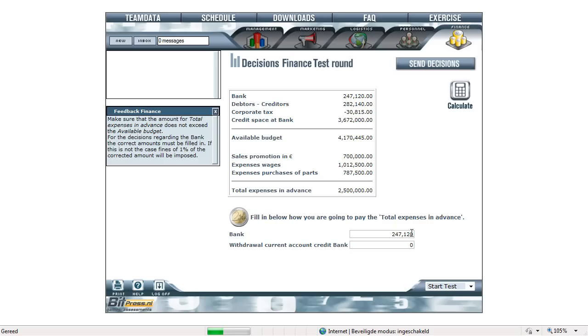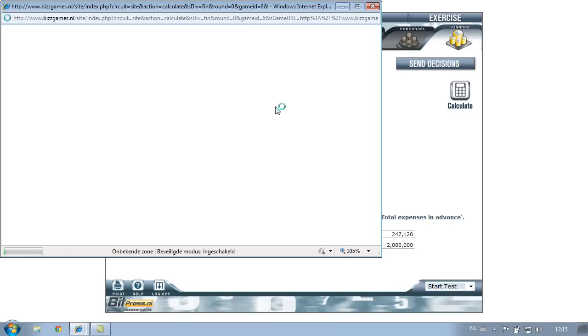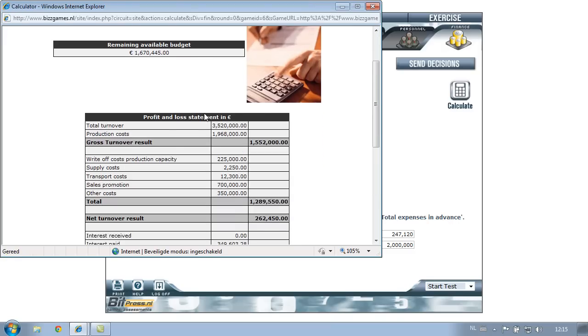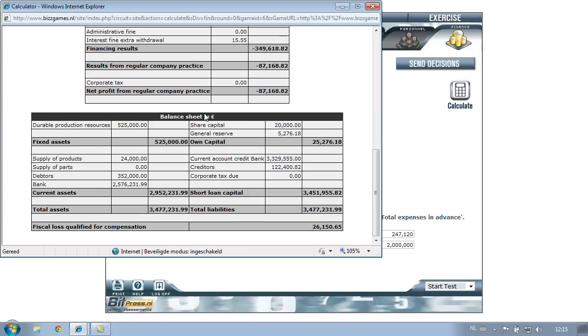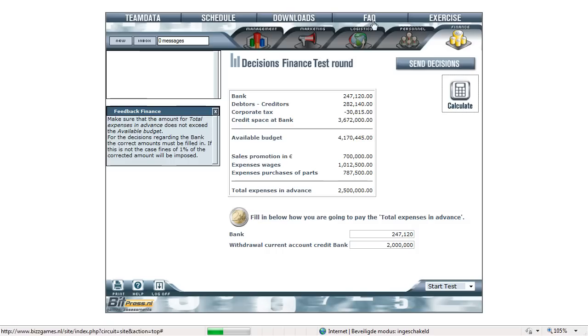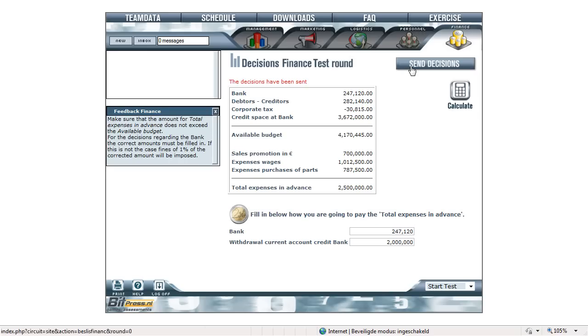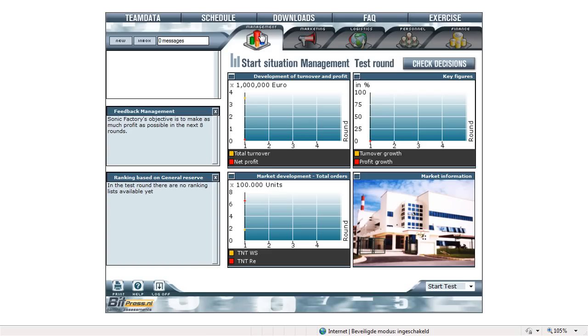To calculate the withdrawal we have to make from the current account credit at the bank, we also have to take into account the amount of money that we still get from our debtors minus what we have to pay for the creditors, and the amount of money we have to pay to corporate tax. We can now make a pre-calculation and have a look at our estimated profit and loss and our estimated balance. Please note that we use the comma as a thousandth separator and the point as a decimal separator. We can now send our decisions and go back to management.